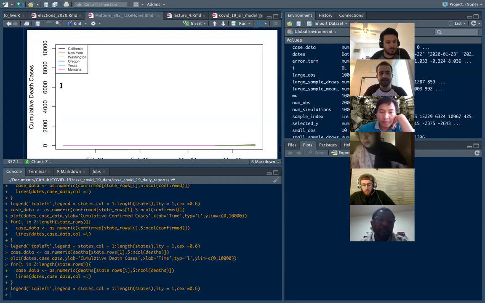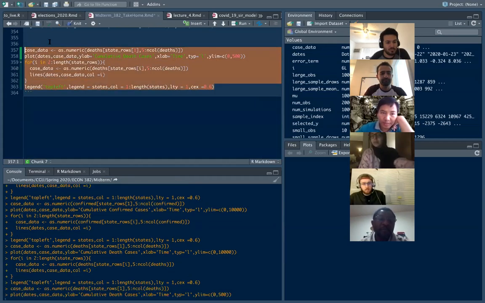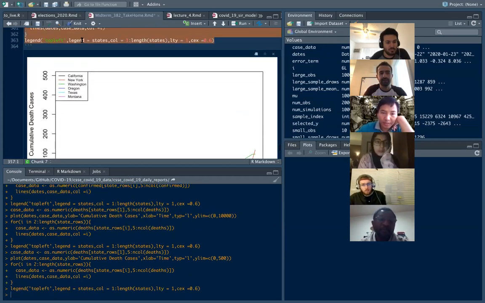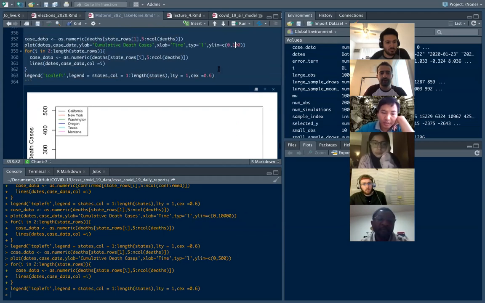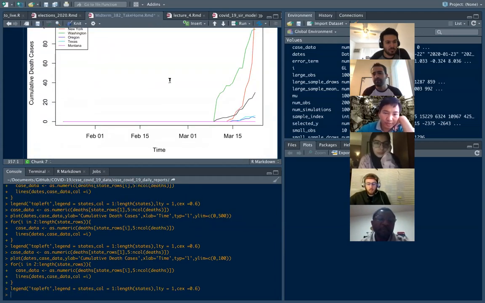There we go. So those are deaths. So the deaths are much lower. So here I set this limit to 1,000. Maybe we can do 500. There we go. That's still too high, 100. So the death rate, or the mortality rate, is still pretty low. Most estimates I've seen place it at between 3.5 to 4.5%.